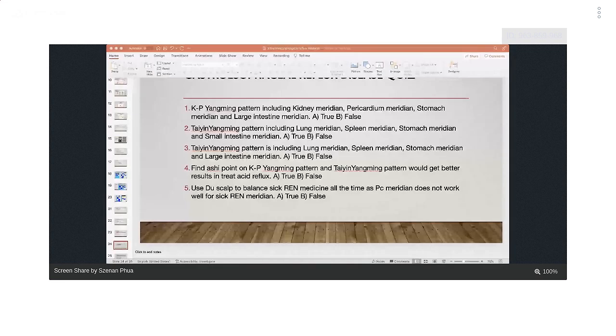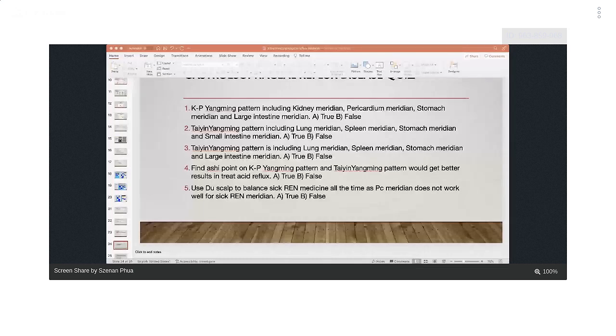Let's go quickly to number 3. The Tie-in Yangming pattern includes lung meridian, spleen meridian, stomach meridian, and large intestine meridian. A, true, or B, false? Number 3 is true, so it includes the large intestine meridian.